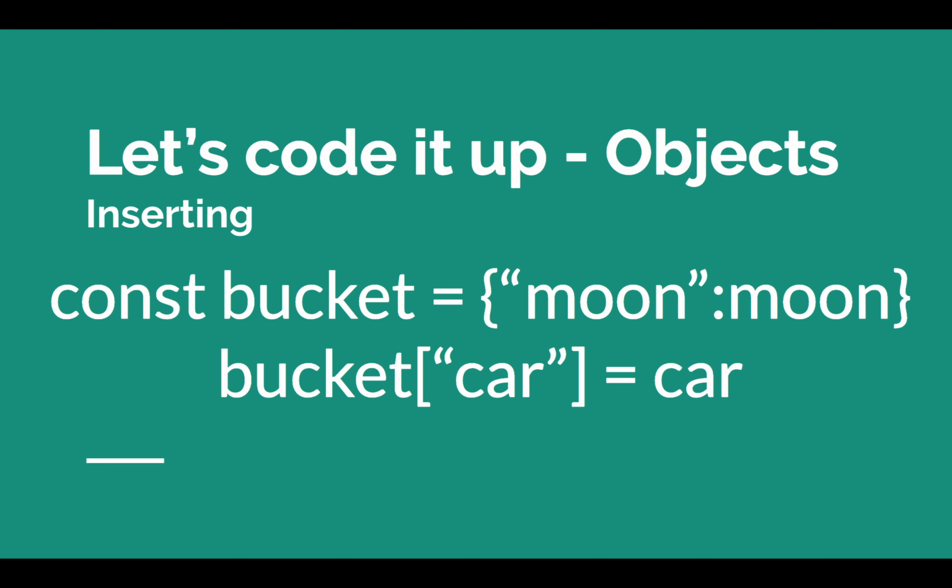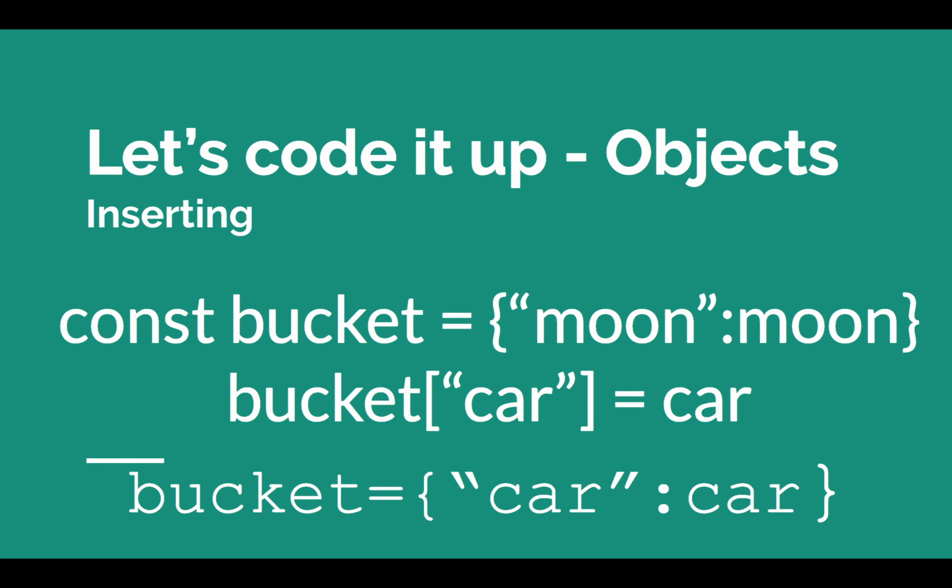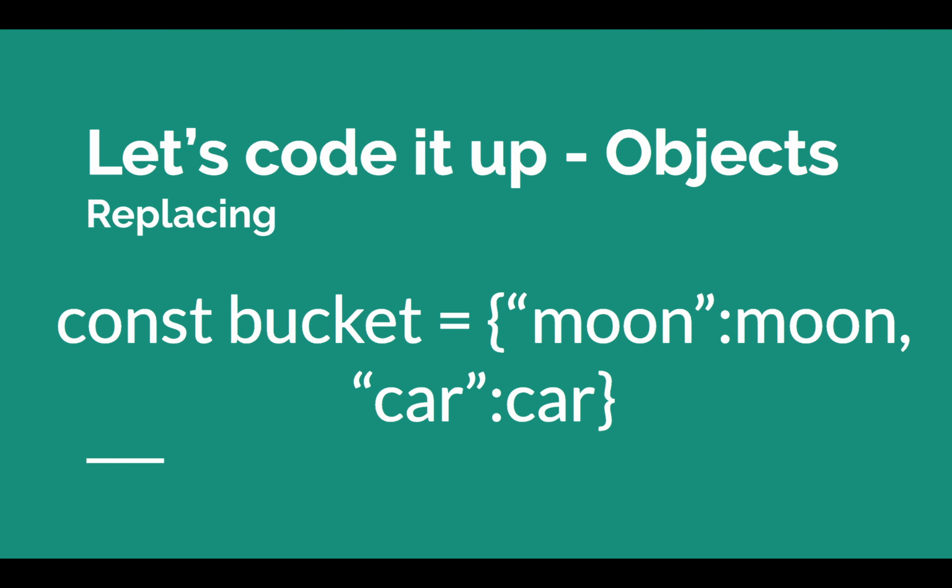Mistakes happen. So we've got our bucket that has moon, and we want to add a second thing. We want to add our car. So we take our bucket, we use the square brackets, and inside of them we use quotation marks, and we say car, and we can say it's equal to some other value. Well, that should insert it. Ignore that last line. Basically, it inserts it correctly.